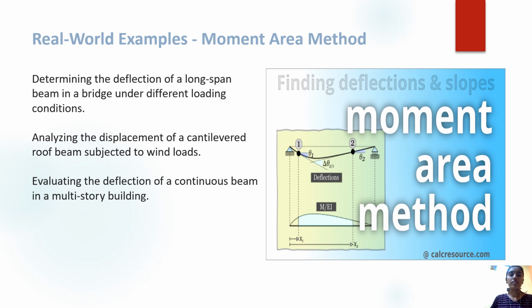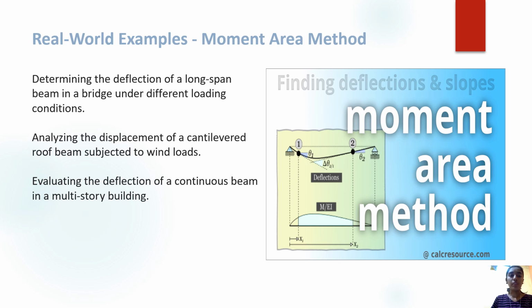Real-world examples for the moment area method are determining the deflection of a long-span beam in a bridge under different loading conditions, analyzing the displacement of a cantilever roof beam subjected to wind loads, and evaluating the deflection of a continuous beam in a multi-story building.